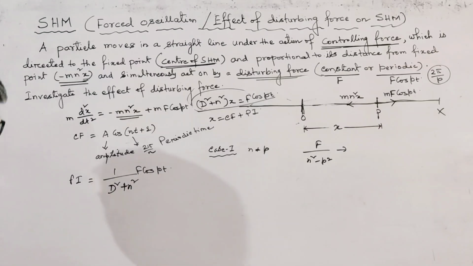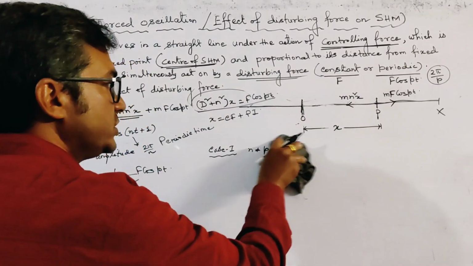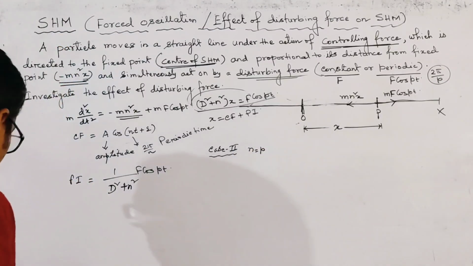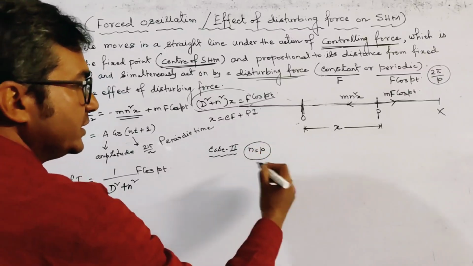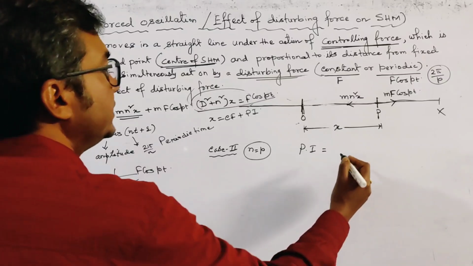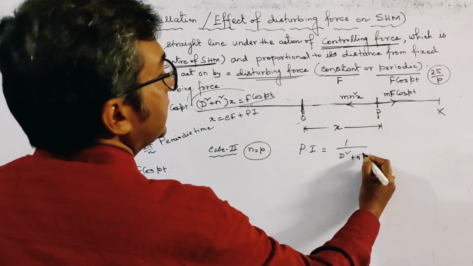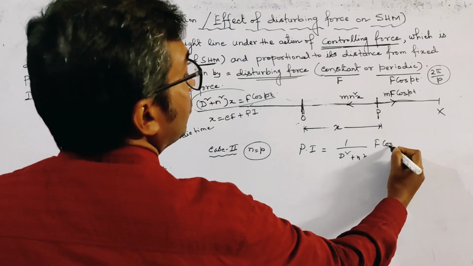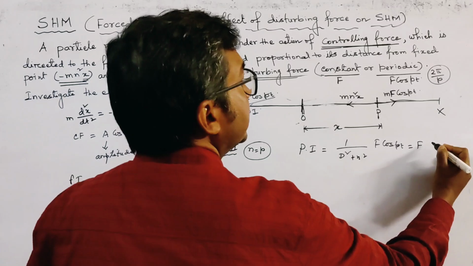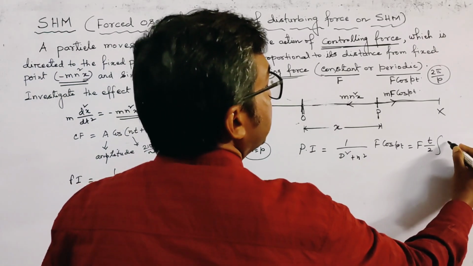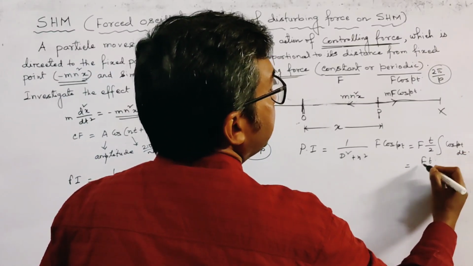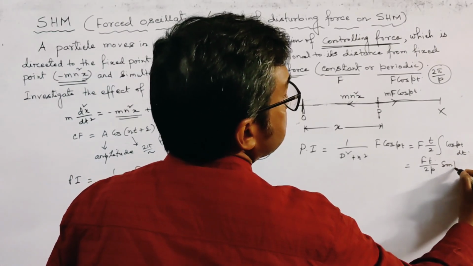Okay, now we go to the last case, which is n equal to p, and this is case number 2. Where n equals p, we know that the particular integral is different from the previous. In this case it is 1 by (d square plus n square) into f cos pt, which is given by, using the formula directly, f t by 2 into the integral of cos pt dt. Okay, so it is f t by 2p into sin pt.